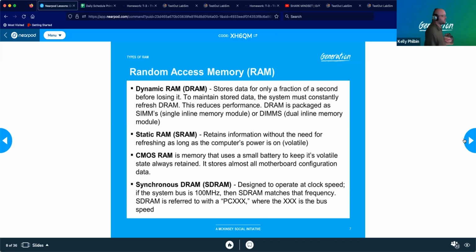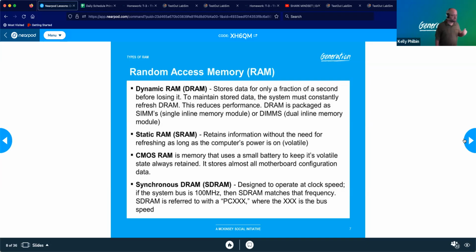So you had the dynamic RAM, which stored data for only a fraction of a second before it was erased, so it continually erased. To maintain any of the data, you must constantly refresh the RAM. That took a little more time and effort to maintain, so this reduced the capabilities of the RAM we were using. And the DRAM packages came in SIMMs, or single inline memory modules, or DIMMs, which stands for dual inline memory module. You will still see DIMMs pop up today. SIMMs are a little more rare.